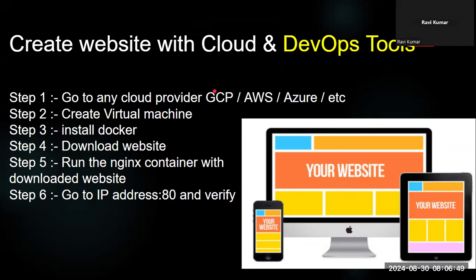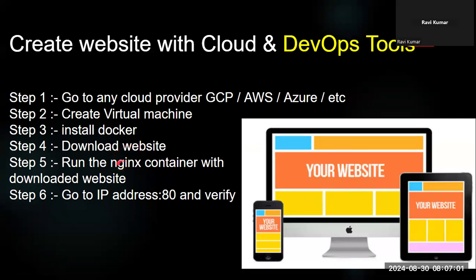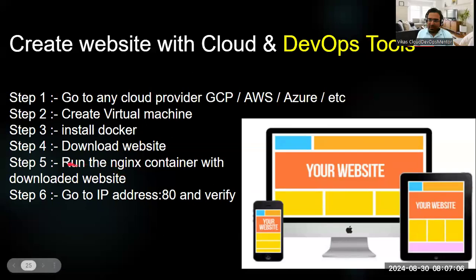We created a VM on Google Cloud. After that we installed Docker. After that we installed the web server, Nginx. Post that we did the configuration, we pushed the configuration code. We downloaded the Nginx image and ran that configuration with its help.